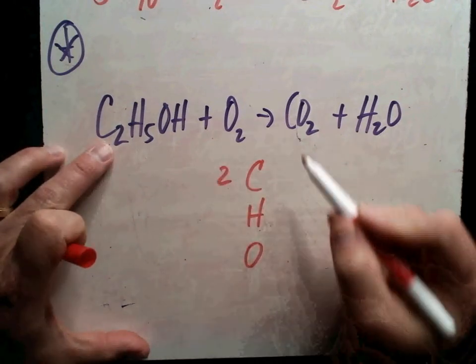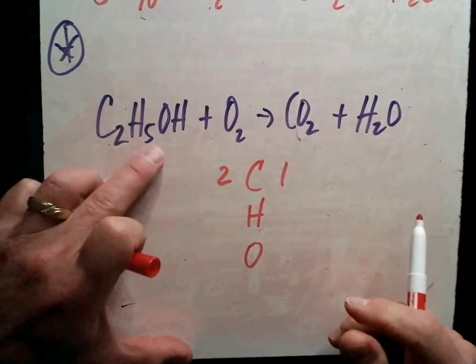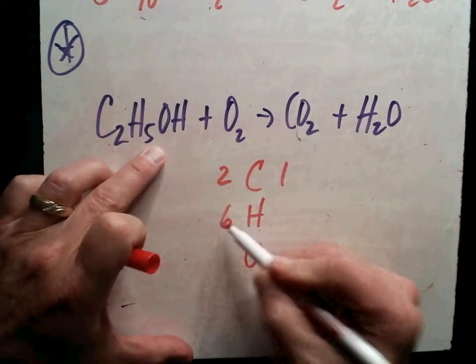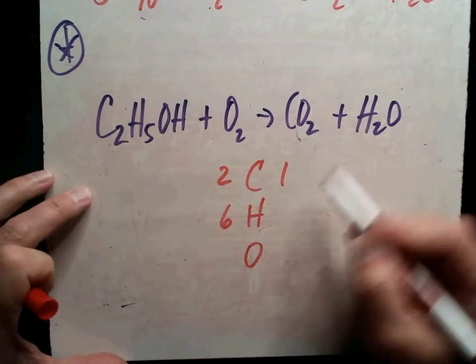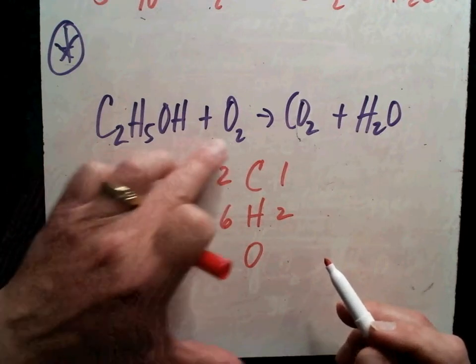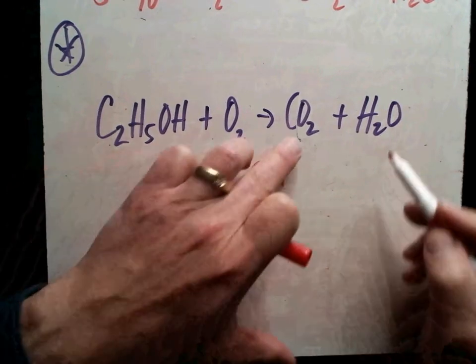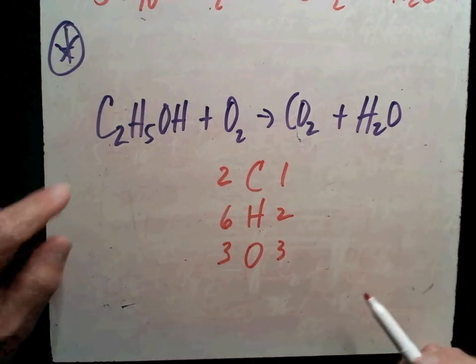2 carbons, got it. 1 carbon, got it. How many H's right there? 6. 5 and 1 more, 6 total. H's over there is 2. Okay, that looks like I can fix that easy. Total oxygens, 3. Doesn't look too hard, but watch what happens.